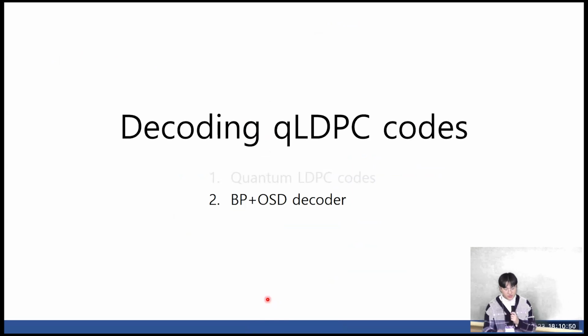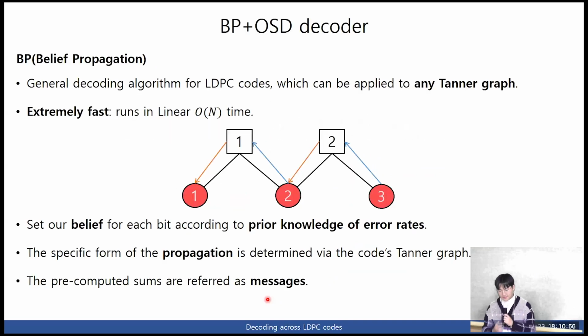The BPOSD decoder gives the general solution to this problem. First, BP, belief propagation, is a general decoding algorithm for classical LDPC codes, which can be applied to any Tanner graph like this. The strength of BP is that it is extremely fast, running in linear time.